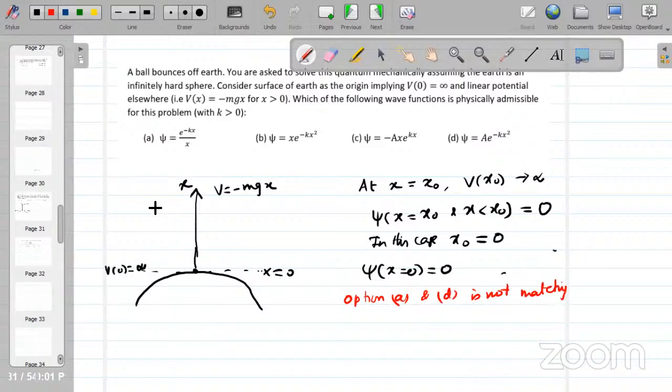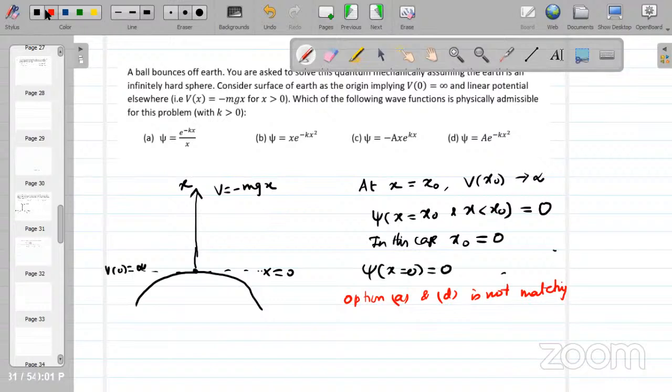Because in option A, when you substitute x equal to 0, psi becomes infinity. That is itself not possible, because I cannot go to infinity. Then for option D, when you substitute x equal to 0, psi becomes a constant value, some A. That's also not possible because I told you it has to go to 0. So option A and option D are ruled out. Then we have option B and option C.